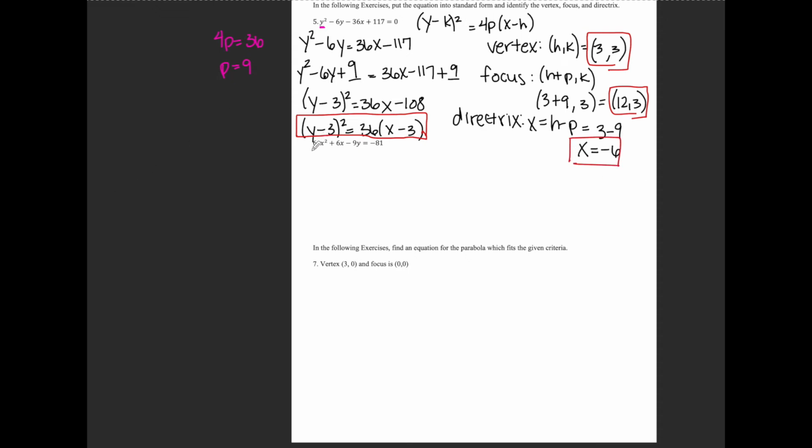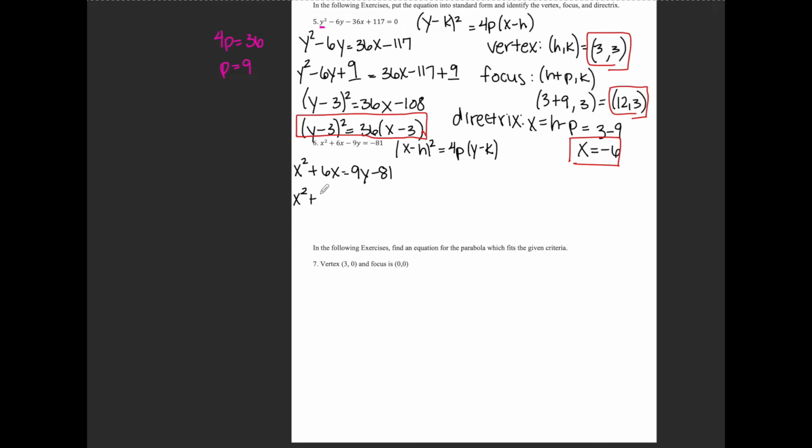Number 6. I have x squared plus 6x minus 9y equals -81. Since I have an x squared here, I'm going to want to get this one in the form (x minus h) squared equals 4p times (y minus k). I'm first going to get everything with an x on one side of the equation, and I'm going to add the 9y over, so I have 9y minus 81 on the right side.